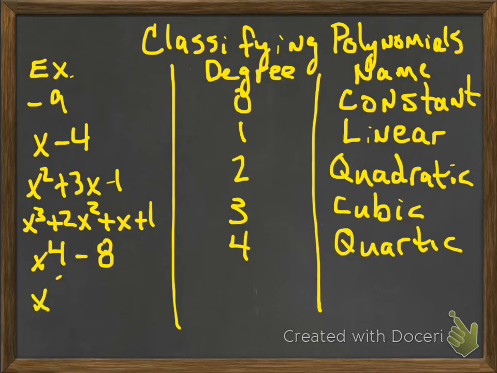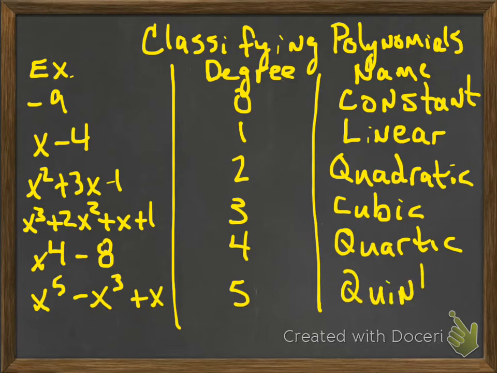And finally, as high as we go is 5. Degree of 5, that's called a quintic. I think it's quintic, but it could be quintic. Tomato, tomato, we'll go with that.